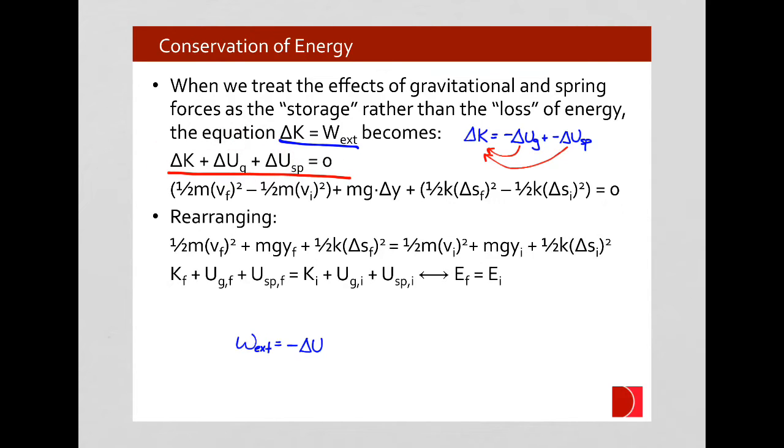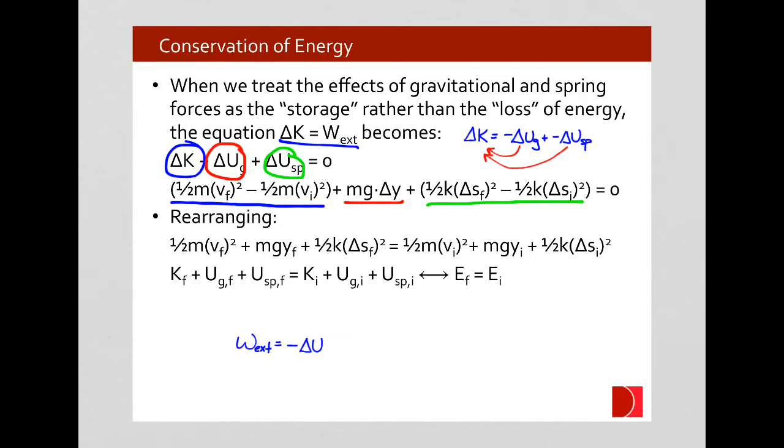When we expand this, we can say the change in kinetic energy is the kinetic energy final minus kinetic energy initial. Our change in gravitational potential energy is from the change in the height, and the change in the spring potential energy comes from the change in the compression or extension of the spring, and all of this still equals 0.